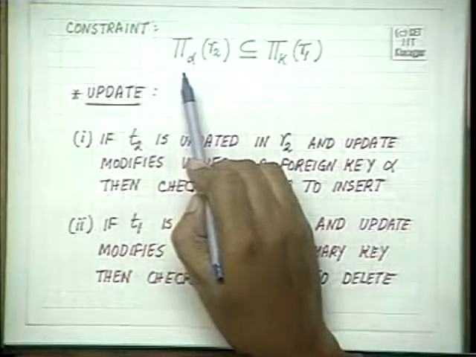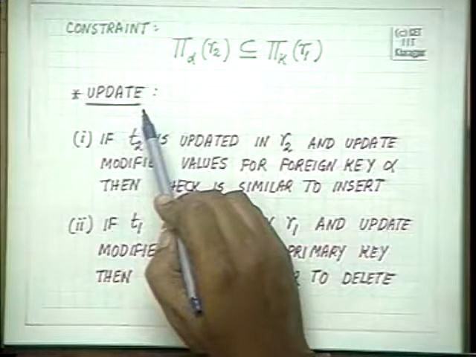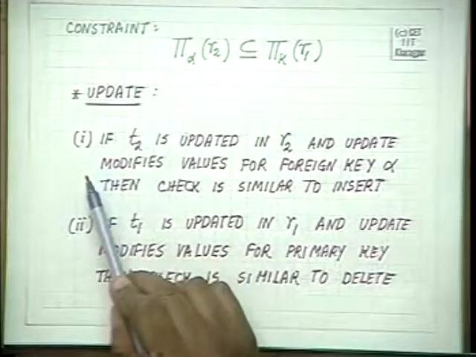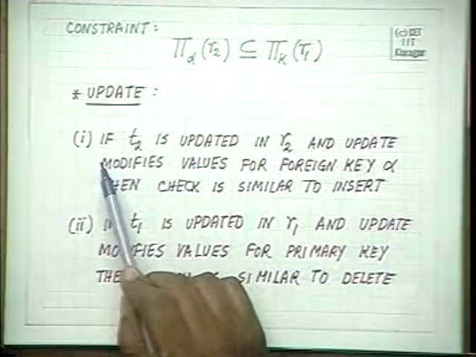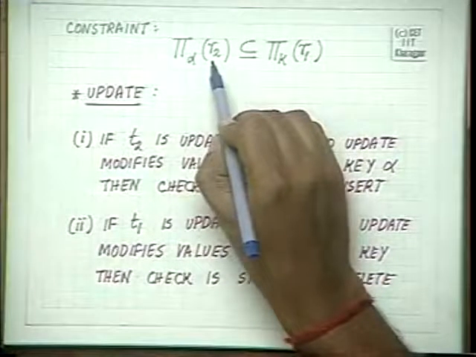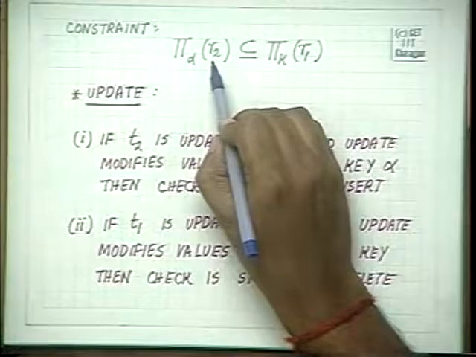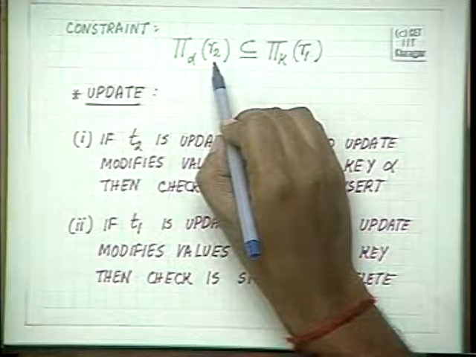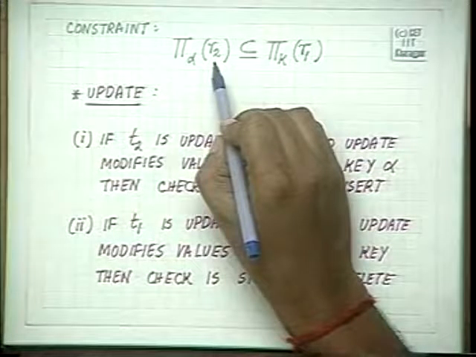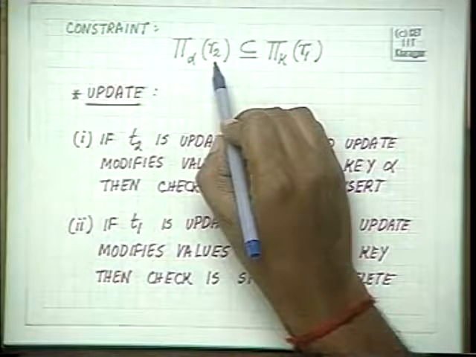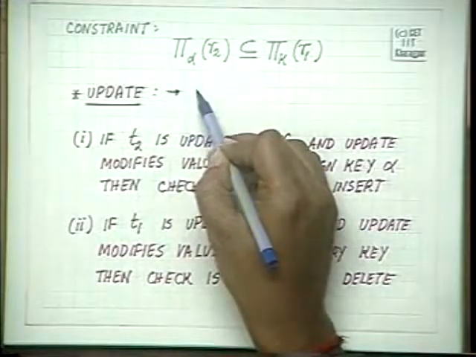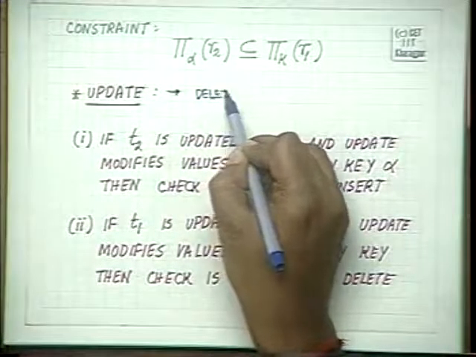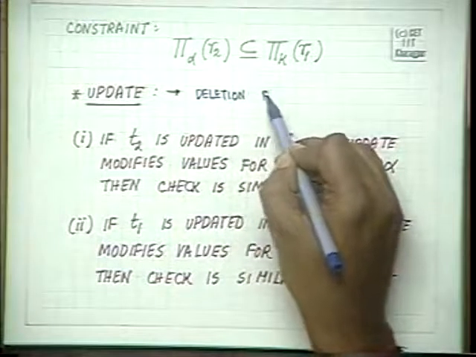Lastly, we come to the concept of updation. What do we do during updation? Let us see. If we modify a value of R2, that is, we modify a tuple in R2. Now, as we said before, updation can be looked at as a combination of deletion followed by insertion.